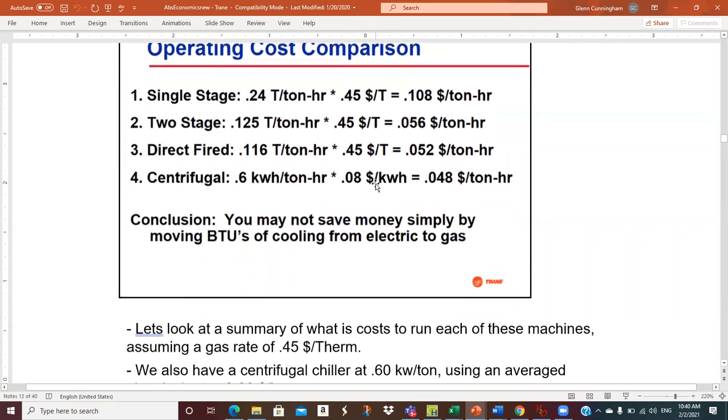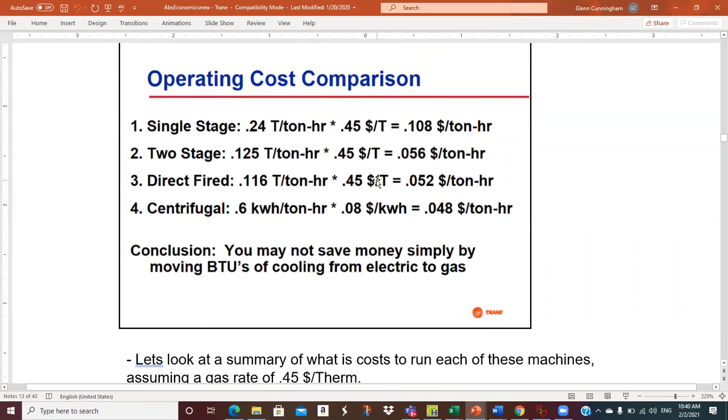Okay, let's look at operating cost. So now we're going to get into doing an economic analysis on this. Single stage is 0.24 therms per ton hour. And we're going to speculate here, they're using 45 cents, or $0.45, per therm. You just multiply that out, so you get $0.108 per ton hour of refrigeration.